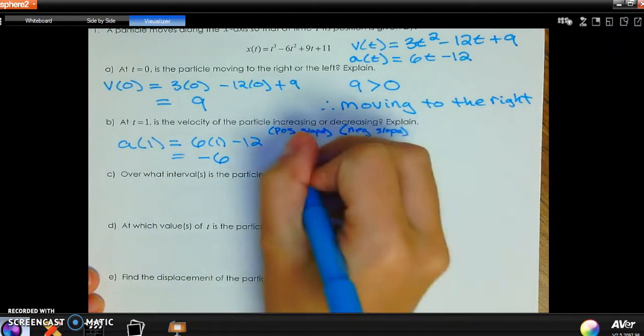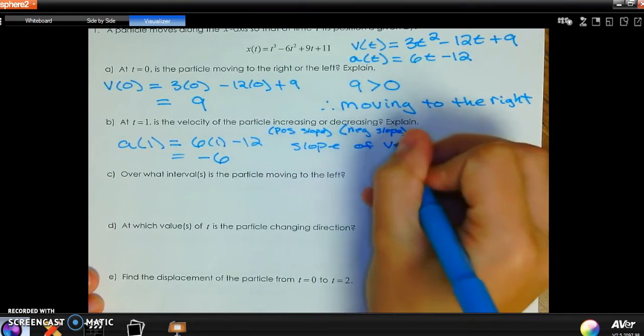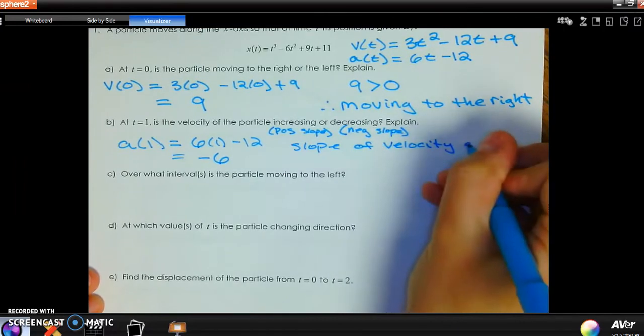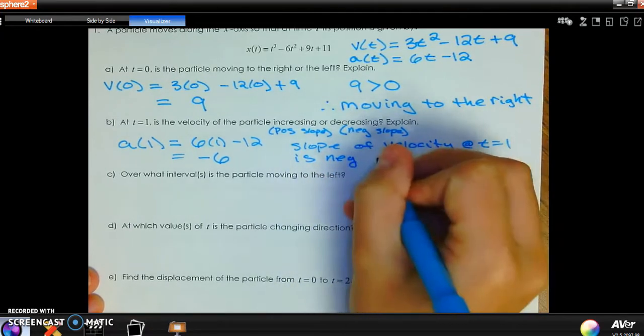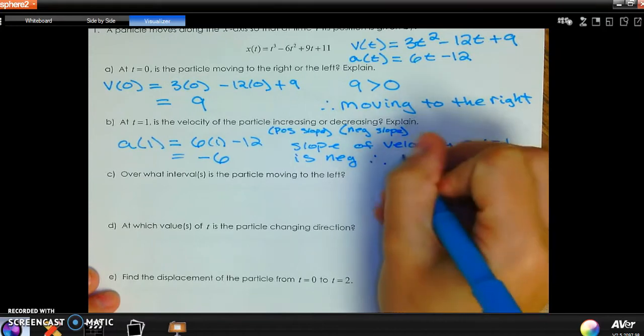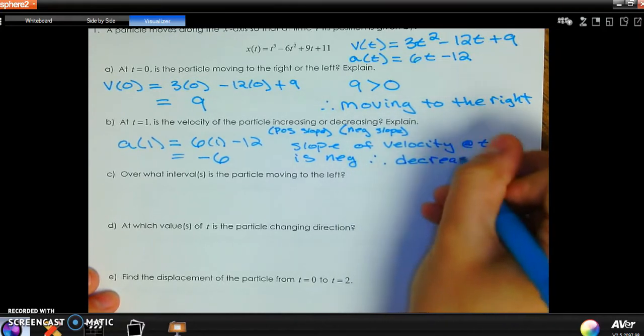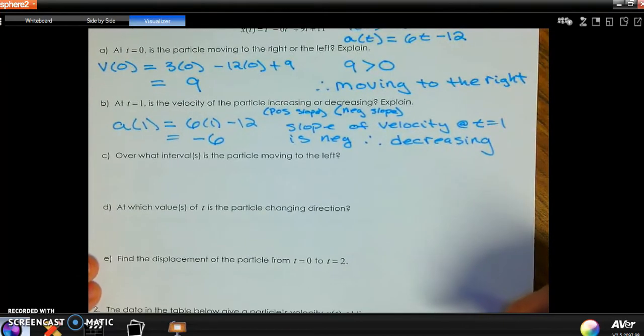So what this tells me is that the slope of velocity at t equals 1 is negative. So therefore, it's decreasing. Therefore, decreasing. And that was kind of an interesting way to ask about it there. So if the velocity is increasing or decreasing, that's really asking about the slope of velocity, which is the acceleration. Okay, next up, over what intervals is the particle moving to the left?